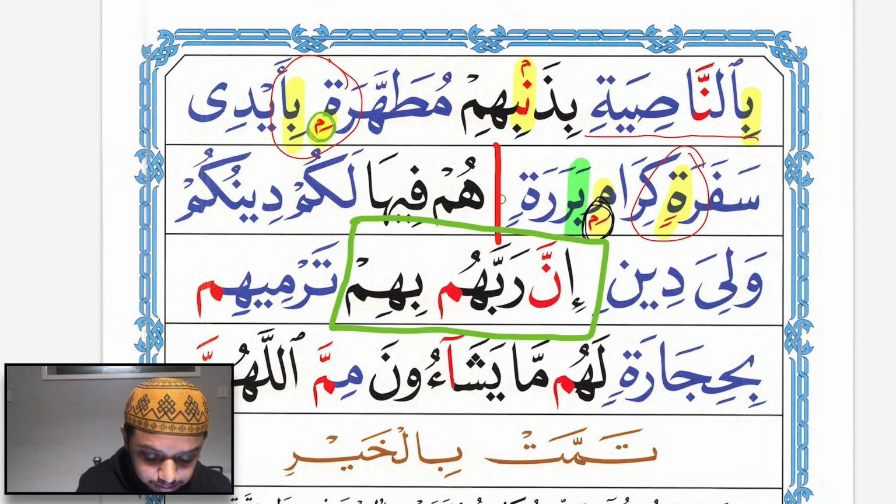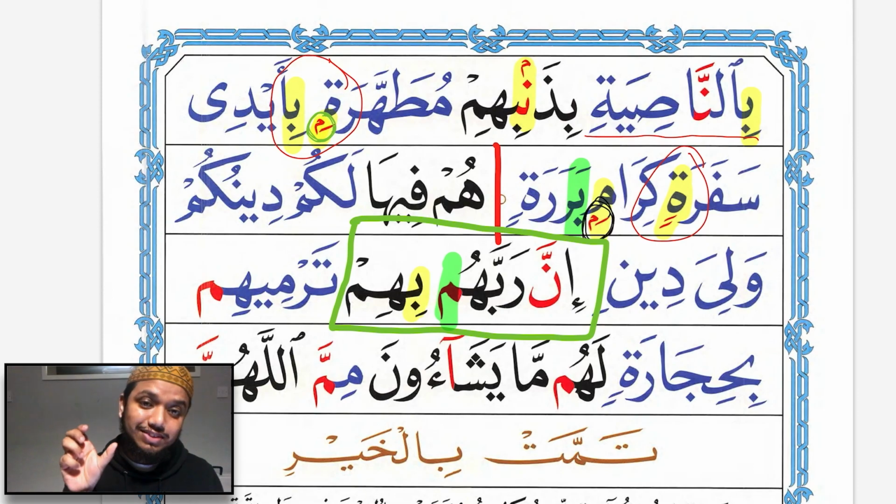Inna rabbahum bihim. Here we have meme sukun. So that means we must look at the next letter. What is the next letter? The next letter is a ba. And that's the focus of this lesson.